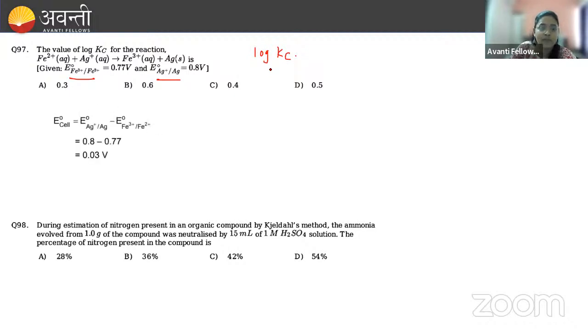Let's solve this problem. You can solve first of all E naught. E naught will be what? E naught of Ag minus E naught of iron, and you will get E naught cell this way, 0.03 volt. Next, use this equation: E naught cell is equal to 0.591 upon n log K. Put the E naught cell value. Log Kc will be like this way. Just transfer the terms and इक्वल टू के लिए log Kc लिख लो, आपको आंसर मिल जाएगा.